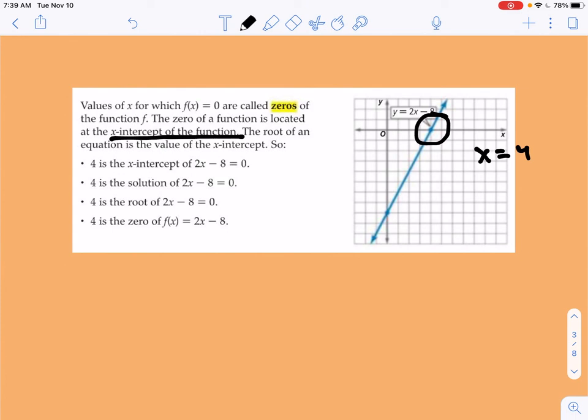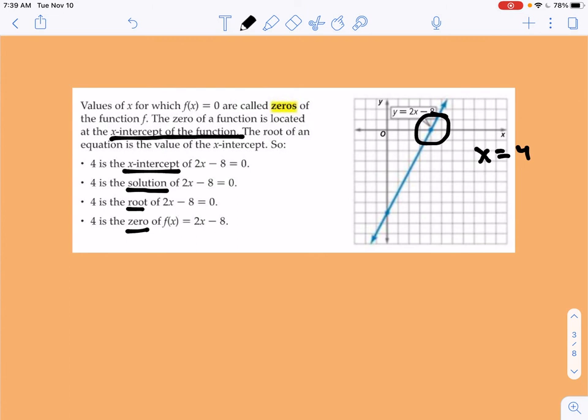It says 4 is the x-intercept, so that's one way of saying it. It's its x-intercept. It's the solution. It's another way of saying root or zero. They have some different ways of writing this, but it all comes down to basically the same thing. So don't overthink it. It's the solution to the equation, and you can find that by graphing it.